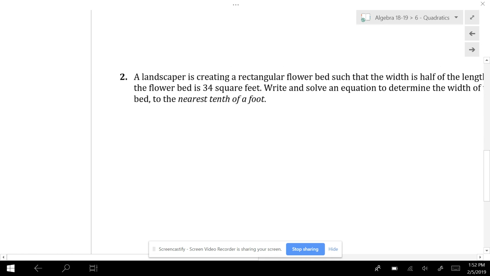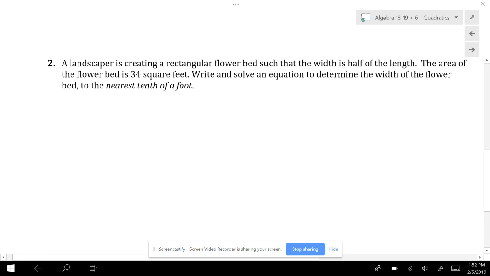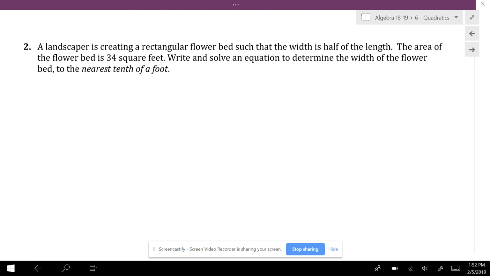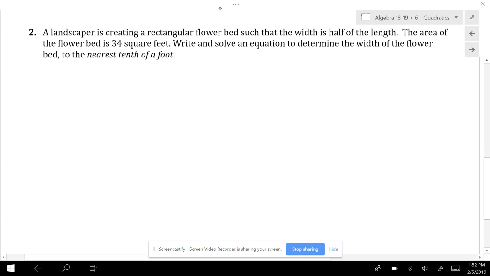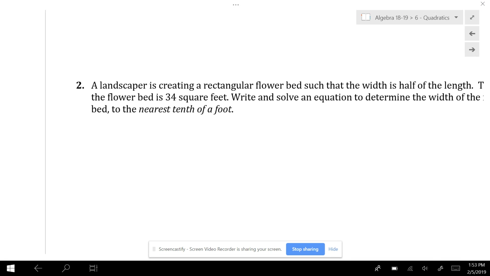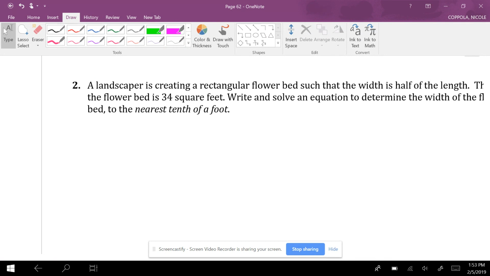This one is a bit more in depth. But what's exciting is that we get to draw flowers. So I hope you have some colored pens, some crayons, some pencils. I'm going to pick a nice color. Maybe I'm not going to pick any color. Oh, here we go. Purple.